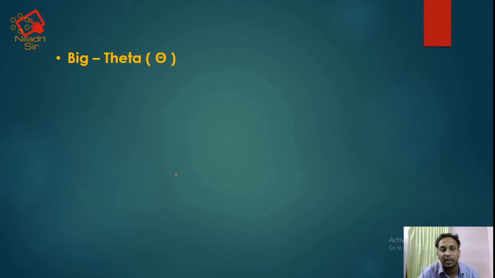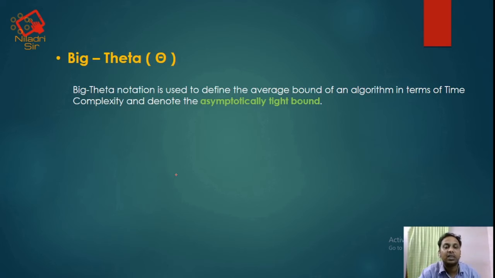So next, big theta notation, okay. Big theta notation is basically used to define the average bound of an algorithm in terms of time complexity and denotes the asymptotically tight bound. In big O notation we checked the asymptotic upper bound. In big omega notation we denoted the asymptotic lower bound, but in case of big theta notation we get the asymptotic tight bound. Big theta notation is basically required for average case time complexity, okay.